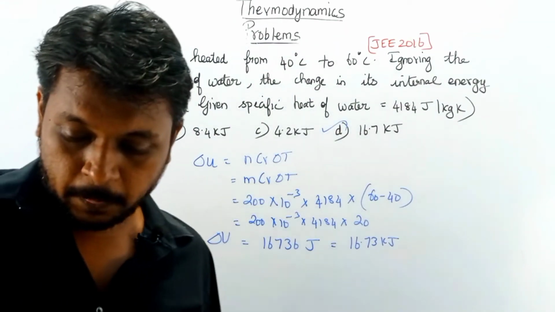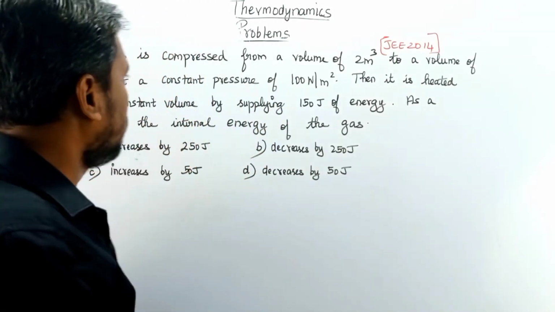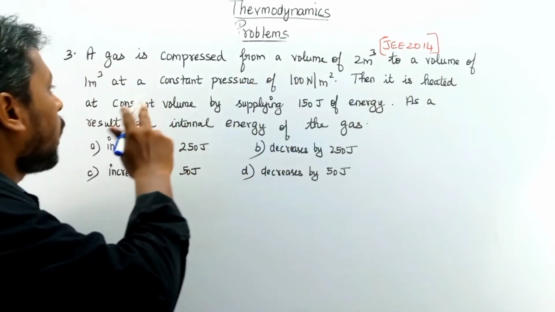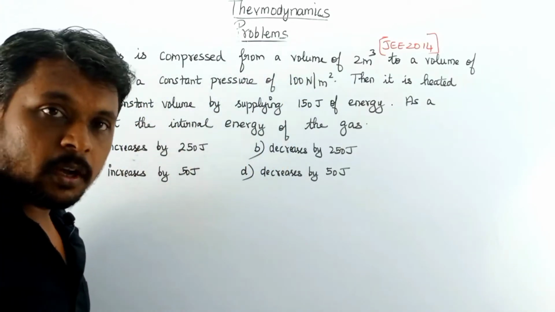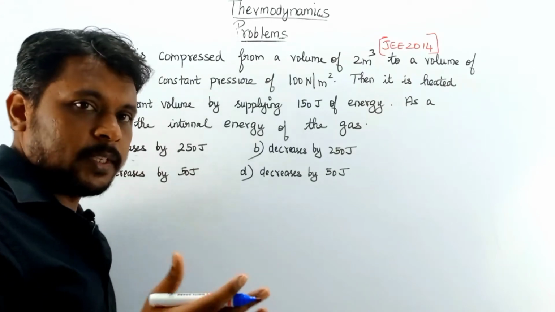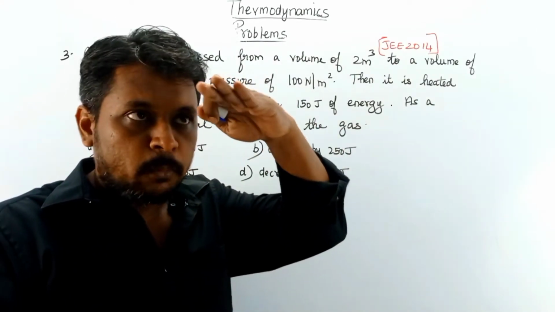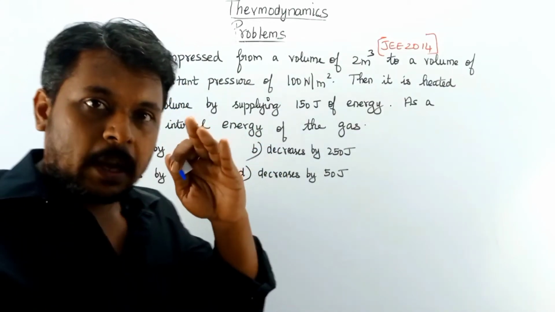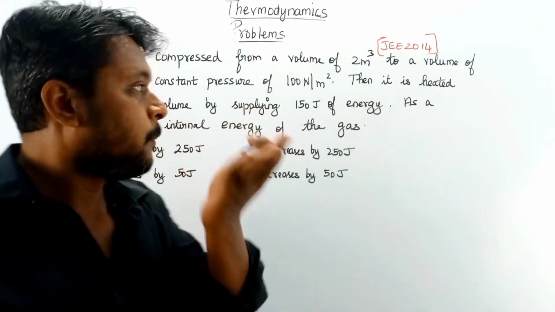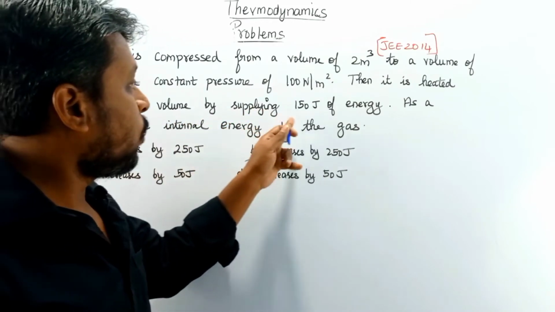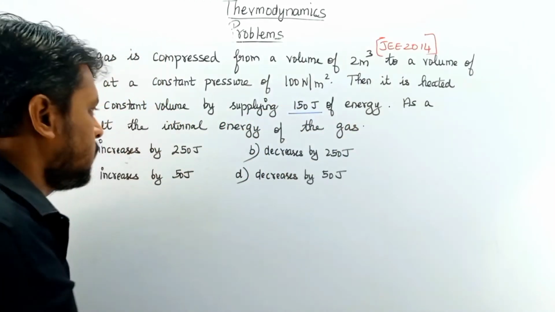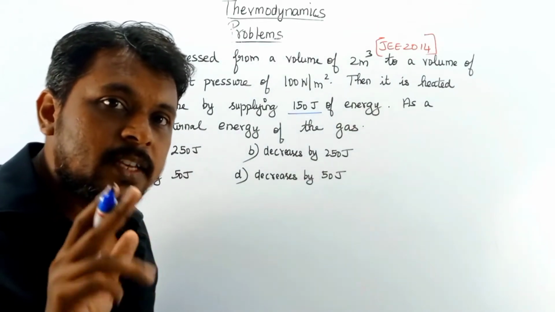The third problem. In this problem, a gas is compressed from a volume of 2 meter cube to a volume of 1 meter cube at a constant pressure of 100 Newton per meter square. Then, after compressing, it is heated at constant volume by supplying 150 joules of energy. So the heat supplied is 150 joules. What happens to the internal energy of the gas?